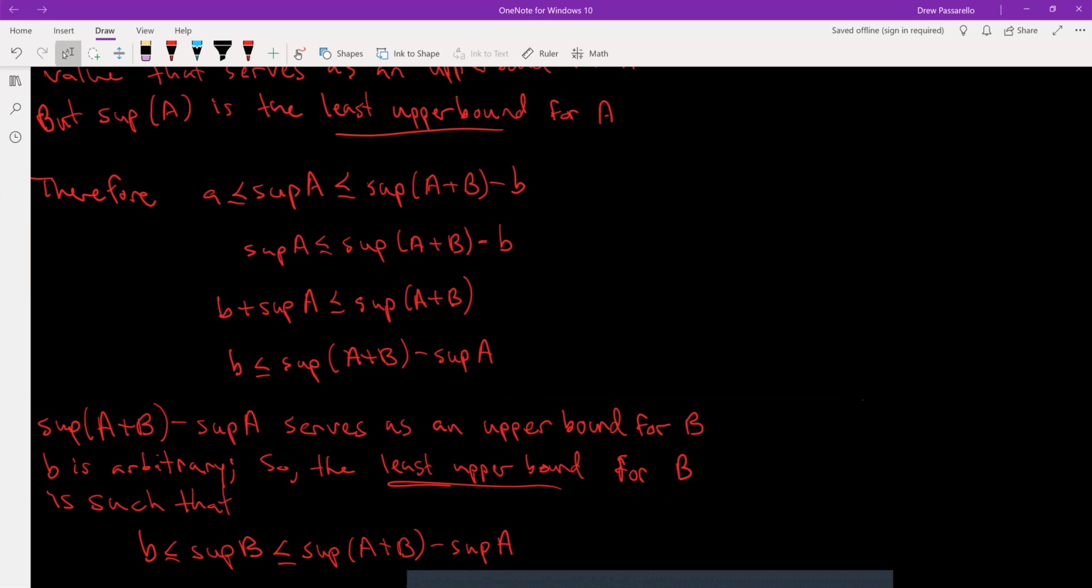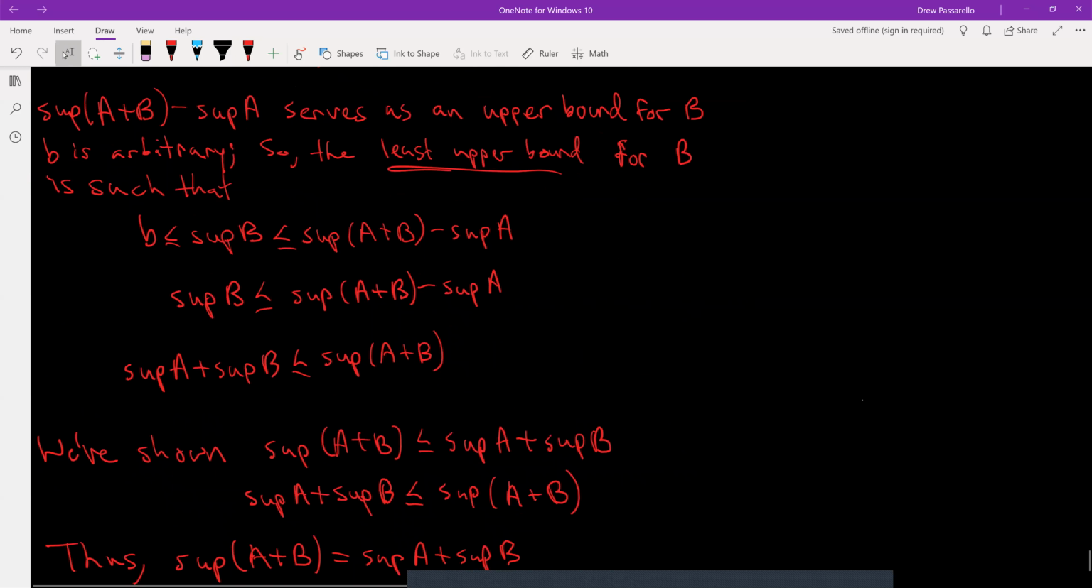Right, we just rearrange this inequality so that we get B is less than or equal to sup of A plus B minus sup of A. So that arbitrary fixed value of sup of A plus B minus sup of A is an upper bound for B. So the supremum of B is such that you have B less than or equal to supremum of B less than or equal to supremum of A plus B minus the supremum of A, which then you could just from there add sup of A, and then you get sup of A plus sup of B less than or equal to sup of A plus B. All right, so then that was the second case.